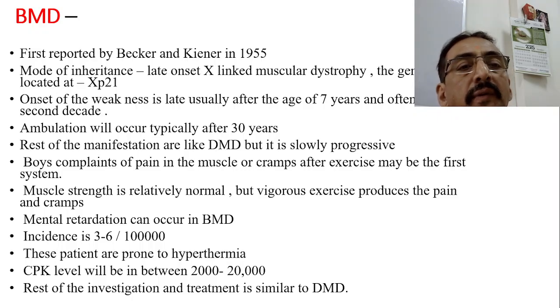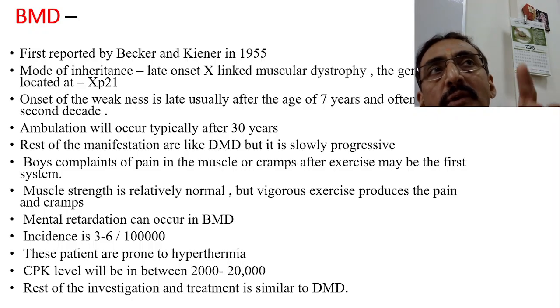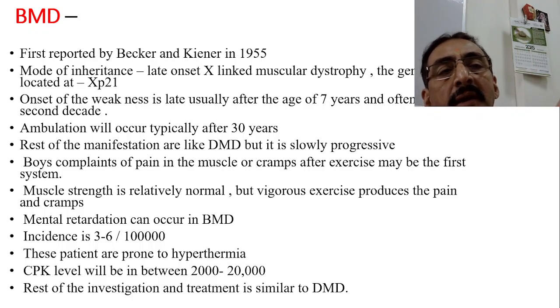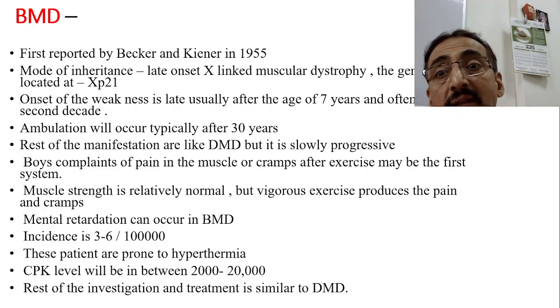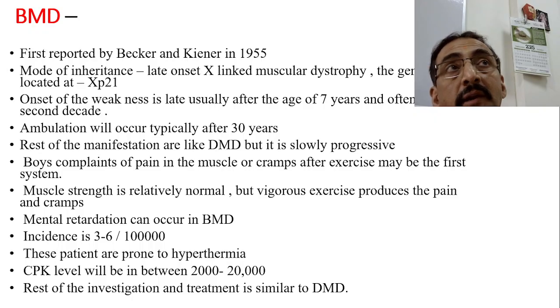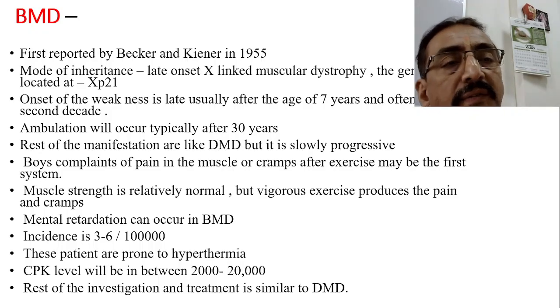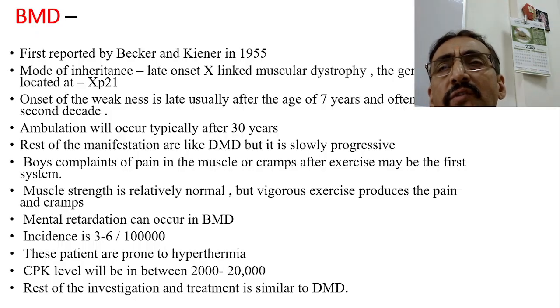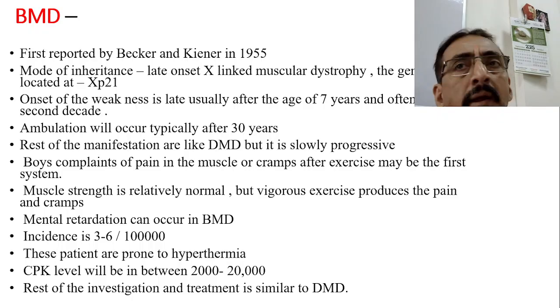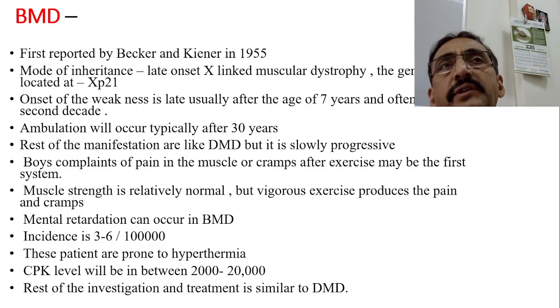Onset of the weakness is late. The only difference from DMD is that it is late onset and slowly progressive, not fast progressive. The onset of the weakness is usually after the age of 7 years and often into the second decade. Loss of ambulation will occur typically at the age of 30 years, whereas in DMD it occurs at 11 years itself. The rest of the manifestations are very similar to DMD. The only thing is it is slowly progressive. Quality of life is quite good here. Patients can survive up to 30 to 40 years.